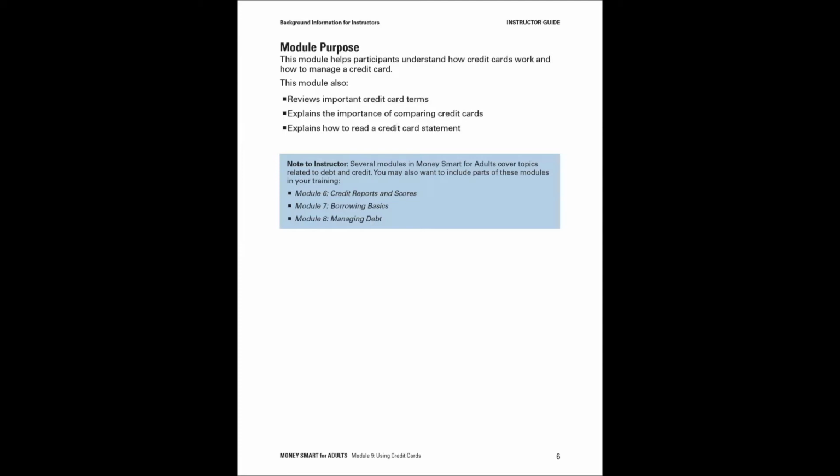Now, please note, there are several modules in Money Smart for Adults that cover topics relating to debt and credit. So you may want to include parts of these modules in your training, such as Module 6, Credit Reports and Scores, Module 7, Borrowing Basics, and Module 8, Managing Debt.